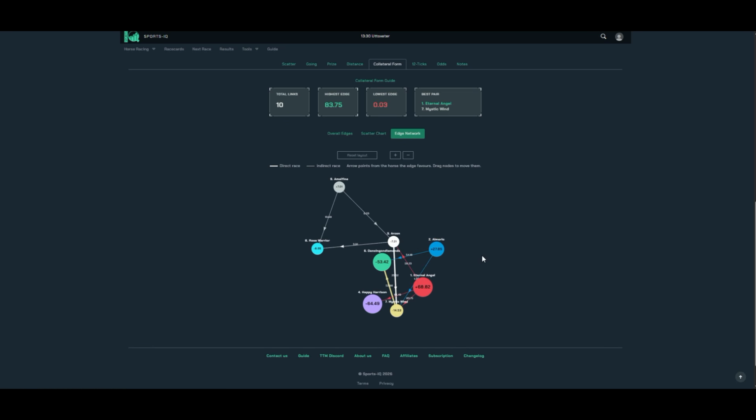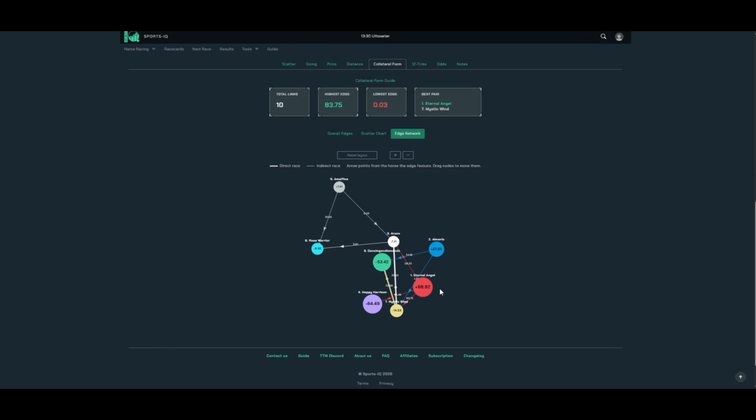And finally, let's have a look at the Edge Network. This is probably my favourite visual. The Edge Network lets us see how the entire race fits together. Every horse is a node and every line is a collateral relationship. The arrow points away from the horse it favours by that piece of form. Straight away we can see Eternal Angel sitting in the centre of the strongest relationships.